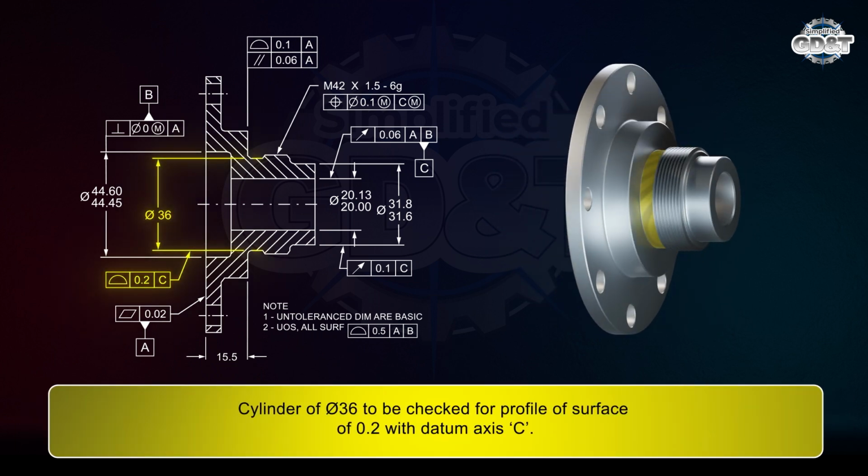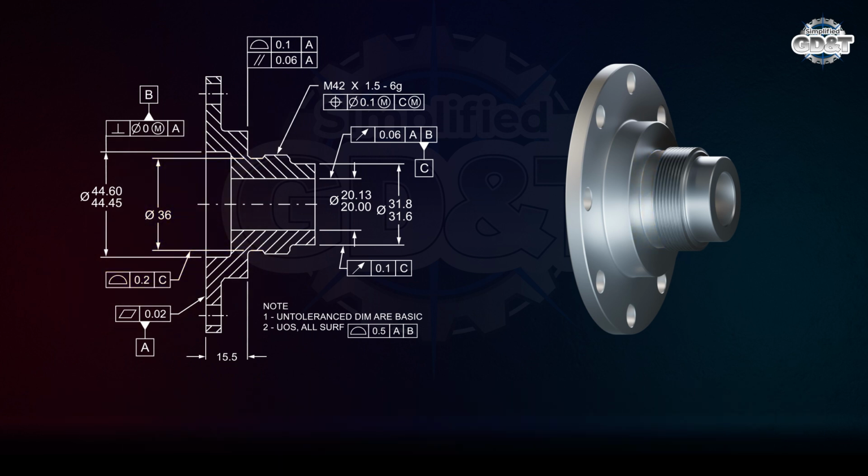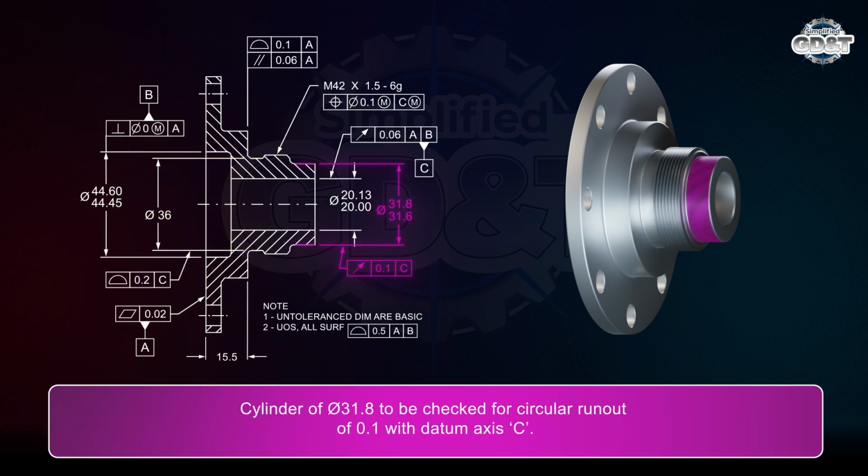Cylinder of diameter 36 to be checked for profile of surface of 0.2 with datum axis C. Cylinder of diameter 31.8 to be checked for circular runout of 0.1 with datum axis C.